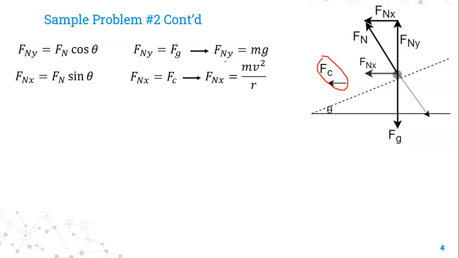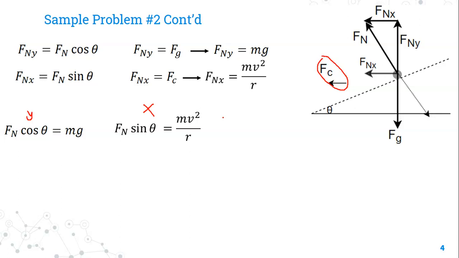So I know that Fny is equal to Fn cosine theta and Fnx is equal to Fn sine theta. So I'm going to go ahead and plug those in. So basically this is really similar to just working with vectors. So this is my equation for the y direction and this is my equation for the x direction. So now I have a pretty simple system of equations. And again, remember our goal is to solve for theta.